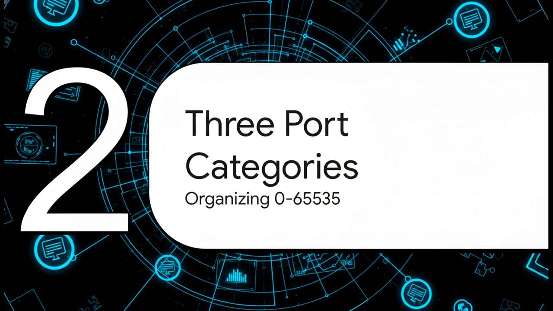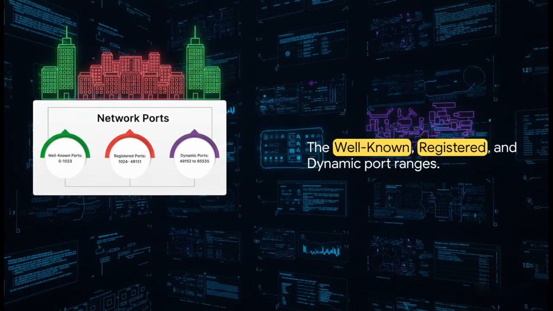Moving on to Section 2, the 3 port categories, and how we organize that massive 0 to 65,535 range. You can basically slice this entire port range into 3 primary neighborhoods. First up, we have the well-known ports, running from 0 to 1023. These are like the VIP penthouse apartments, completely reserved for essential system services. Next are the registered ports, from 1024 to 49,151. Think of this as the middle-class neighborhood for important, officially registered applications like databases. And finally, we have the dynamic or private ports, from 49,152 to 65,535. This is basically the temporary, free-for-all zone used by your computer for outgoing connections.